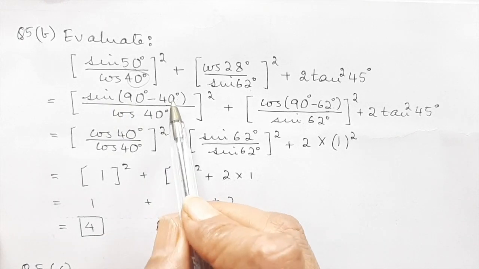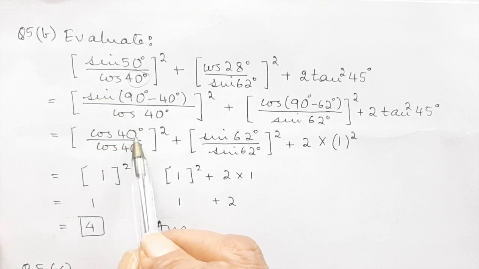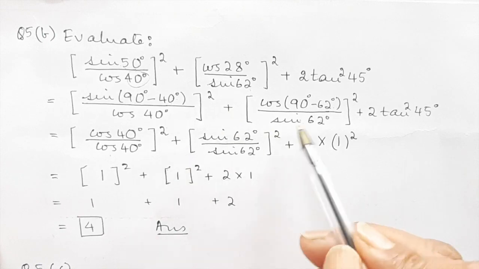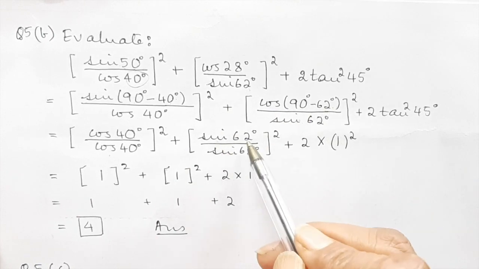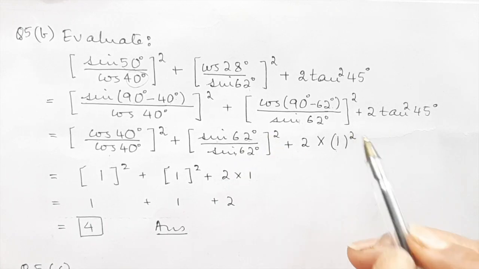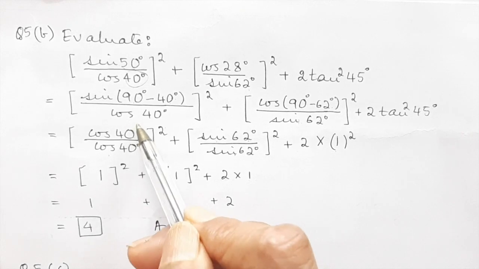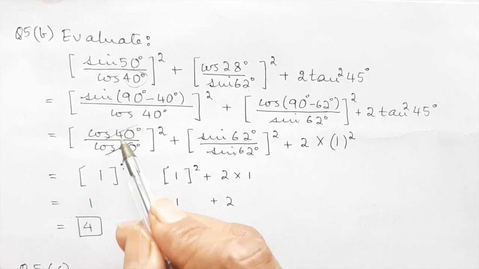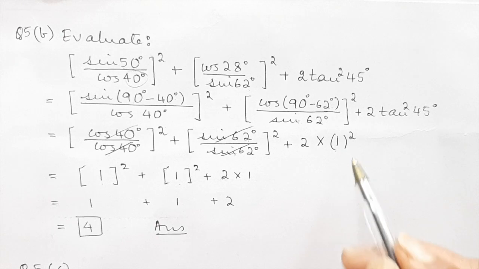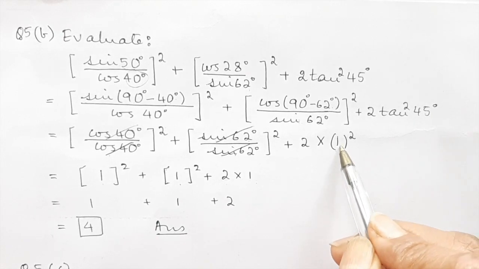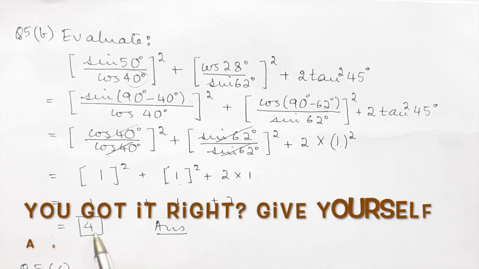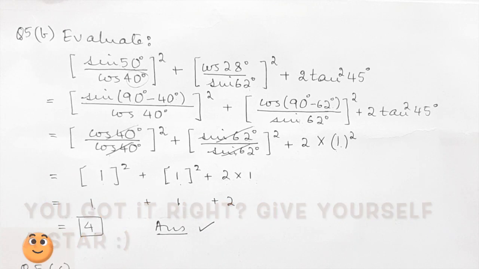So sine 90 minus theta is equal to cos theta. So this will be cos 40 degrees. This we write as it is, bracket square as it is, plus as it is, cos 90 degrees minus theta becomes sine theta upon this sine theta, bracket square, plus 2 into 1 square. Okay, so that gives us this getting cancelled. So we'll write 1 square. This getting cancelled. So we write 1 square plus 2 into 1 because tan 45 degrees is 1. Okay, so we'll have 1 plus 2, which is 3, and that is our answer.